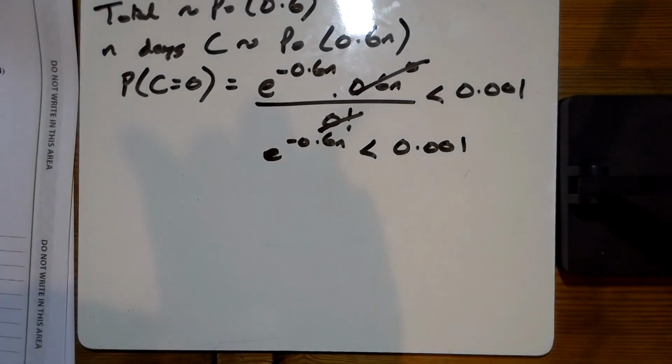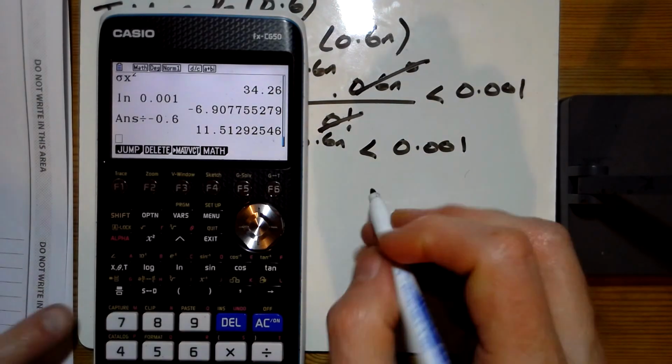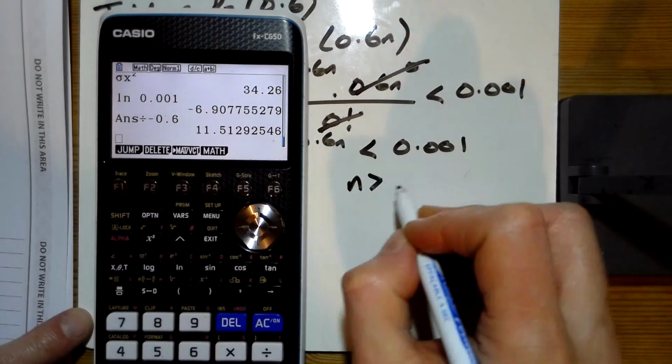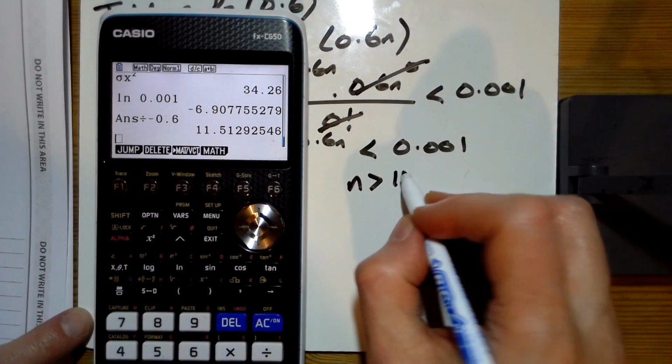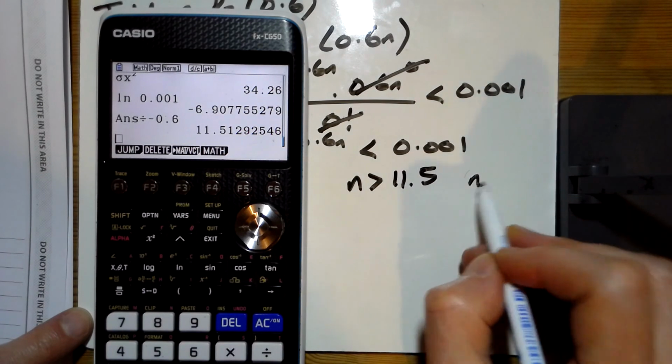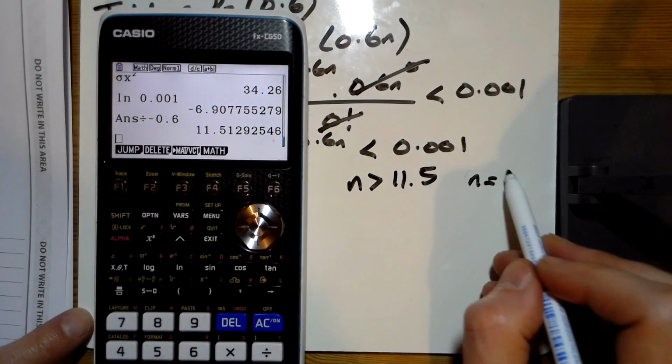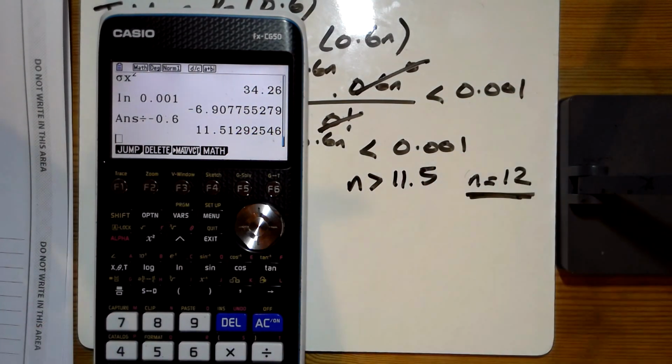So if we take the log and divide by minus 0.6, that should just about do it. Yeah, so we've got that n will be greater than, and it's a greater than because I've divided by a negative there, 11.5. So if it's going to be greater than 11.5, it's going to have to be 12, because we can't have 11.5 for n days.